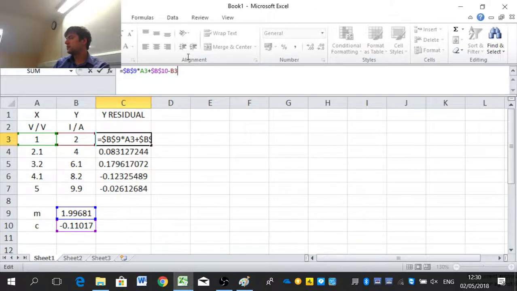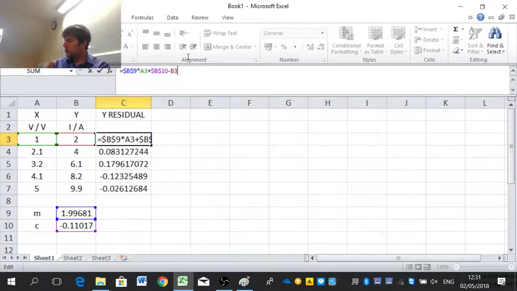Do we have to use any brackets or anything? No, it's okay. All these numbers should be small. Why? Yeah, because the difference between the points and the line is small. Yeah? Is this okay?